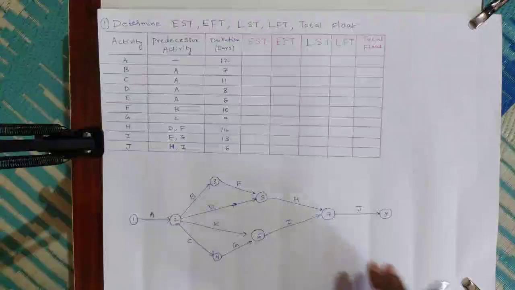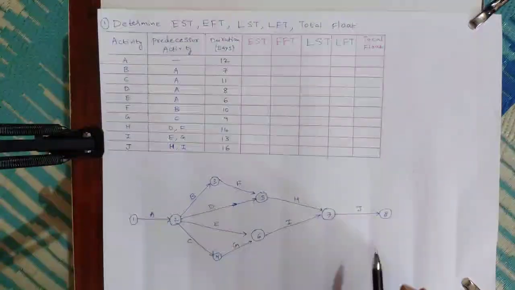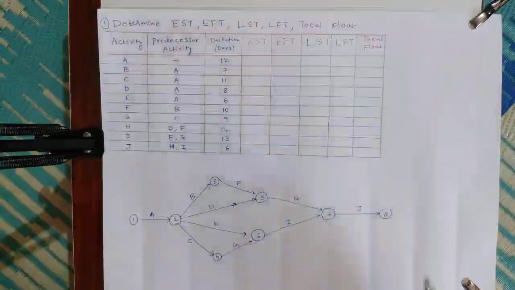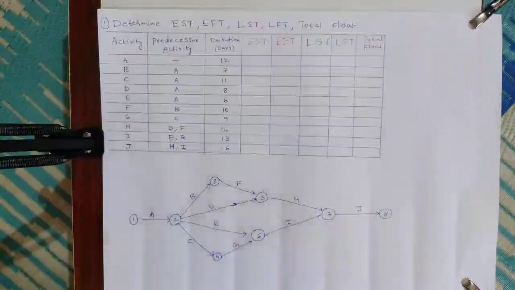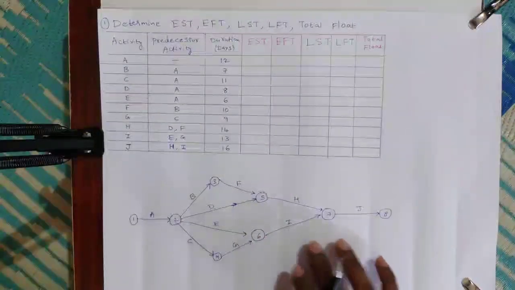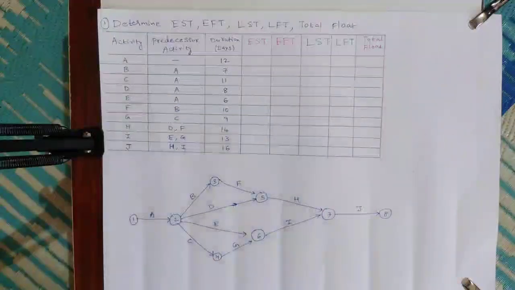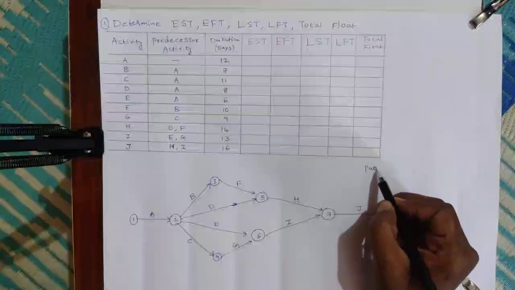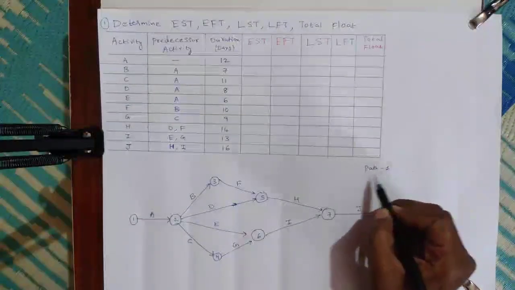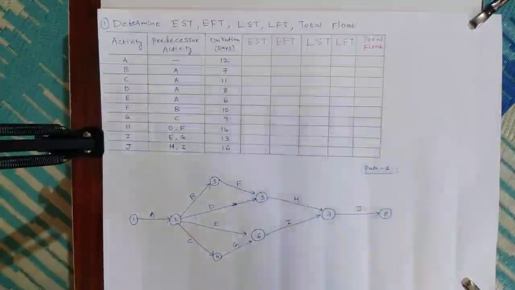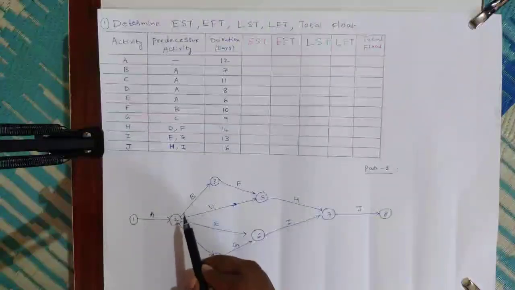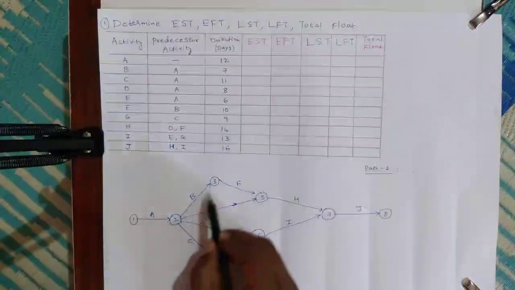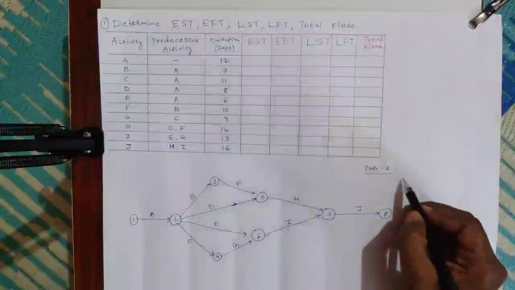In these 4 paths, first we need to find EST. For all the 4 paths, if I consider path 1, that is A, B, from events 1, 2, 3, 5, 7 and 8.